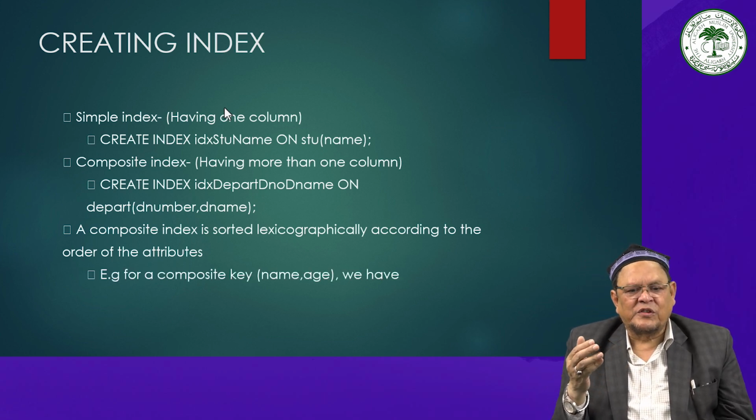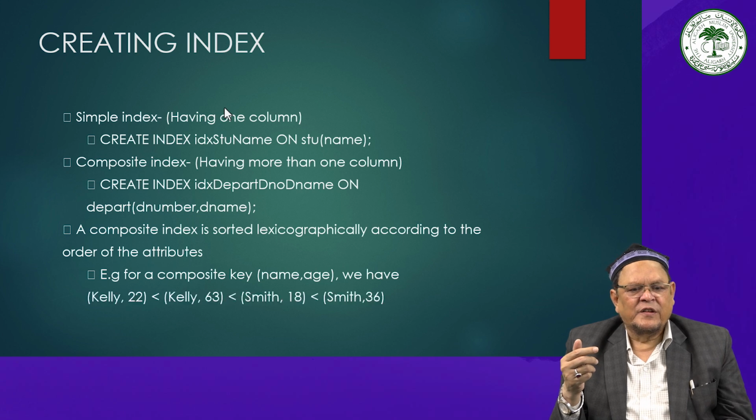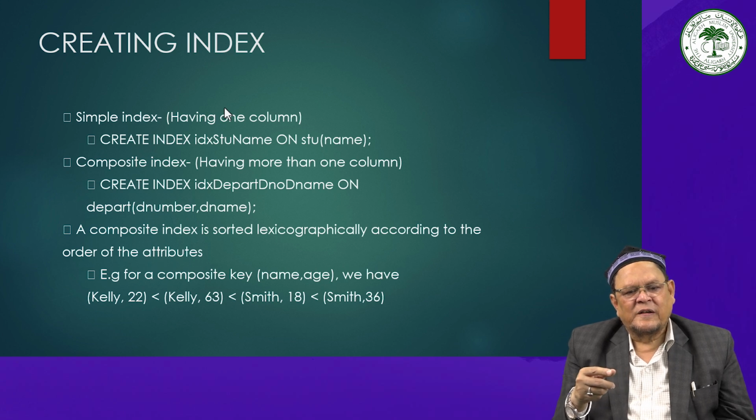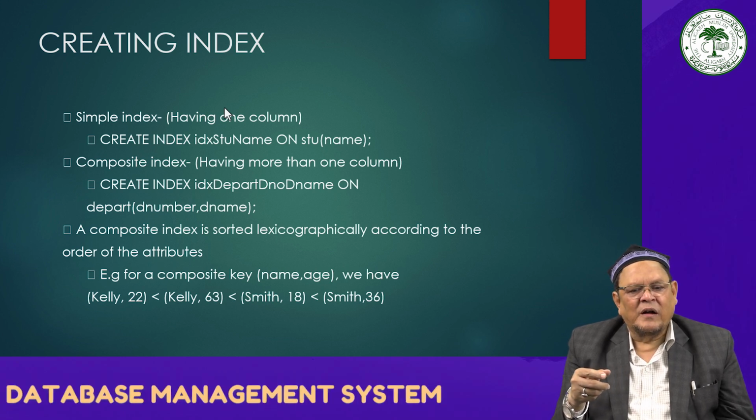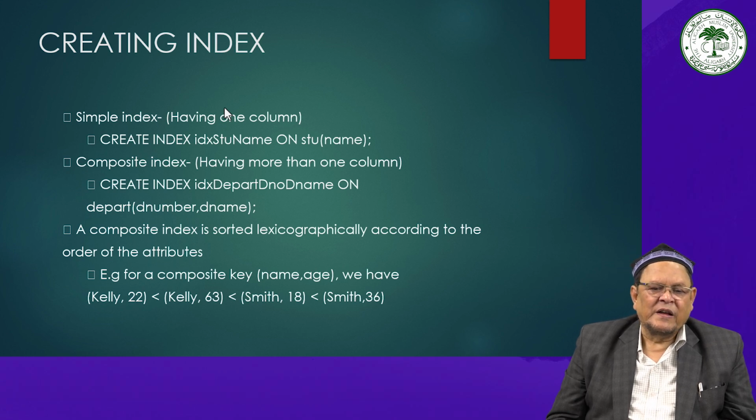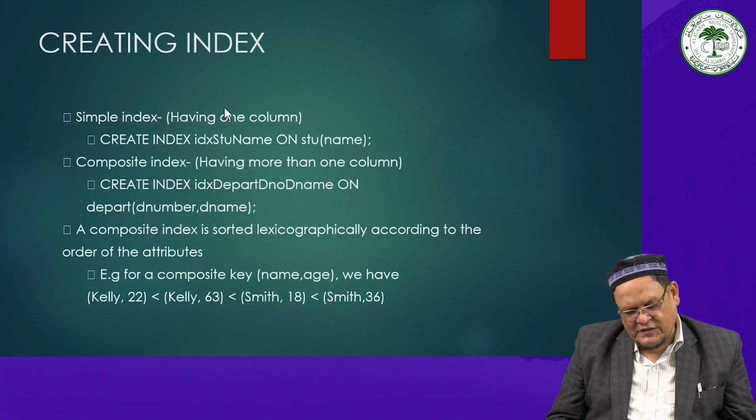For example, for a composite key name comma age, we have Kelly comma 22 is less than Kelly comma 63, less than Smith comma 18, less than Smith comma 36. So they will be arranged in ascending order. Kelly has ages 22, 26, 30, 63, then Smith 18, Smith 36. In this way.